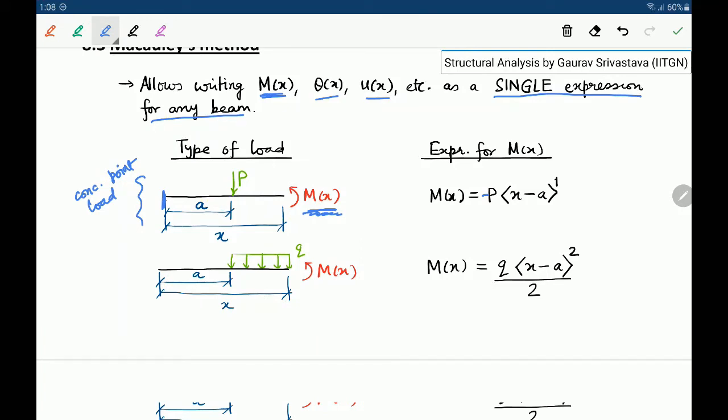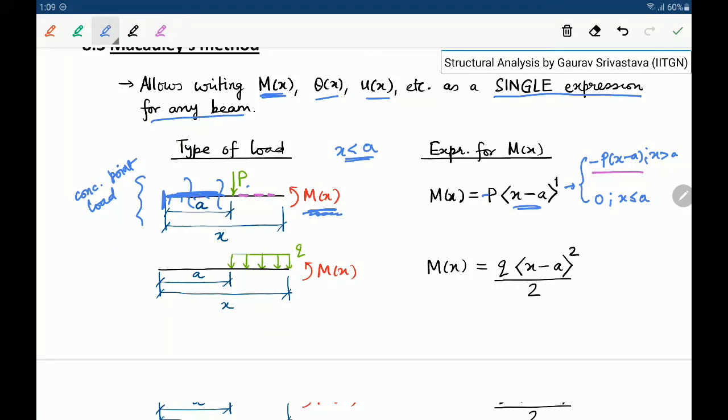So what it means is that if x is less than a, which means if we are talking about anywhere here, cutting a section anywhere here, then this moment due to P will be 0, right? And that is what this angular bracket will do. So what we are seeing here is this is minus P times x minus a for x greater than a, but it is 0 for x less than or equal to a. So if x takes any value less than a, which is in this span, the moment due to P will remain 0. But if x takes a value anywhere here after P, then it will take a value of minus P times x minus a, which is what it should be, right?